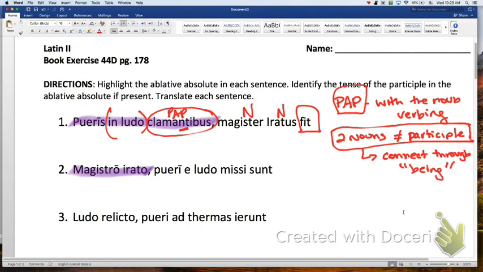Okay, so you're going to say, the teacher being angry. With the teacher being angry, sent the boys out of the school. No, the boys were sent out of the school. Yep. The boys were sent out of school, or have been sent out of school. Good.